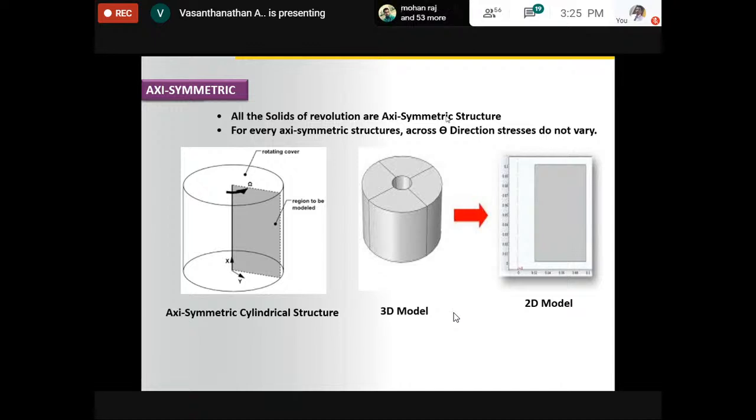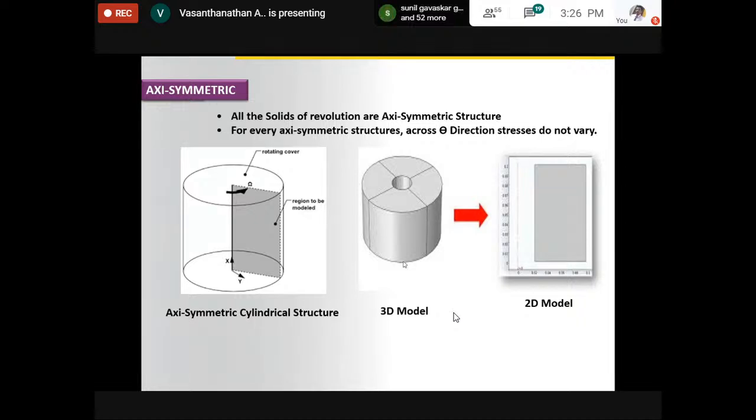So how is this axisymmetry coming into the picture? You just imagine a combination of a cylinder, over that a frustum of a cone, over that a hemisphere. So instead of modeling the rocket as an entire 3-dimension, you can convert it into 2-dimension. So many examples are there.